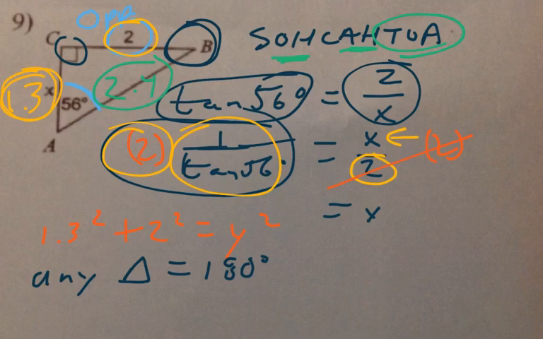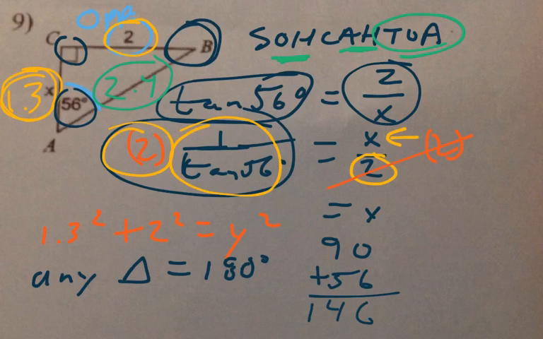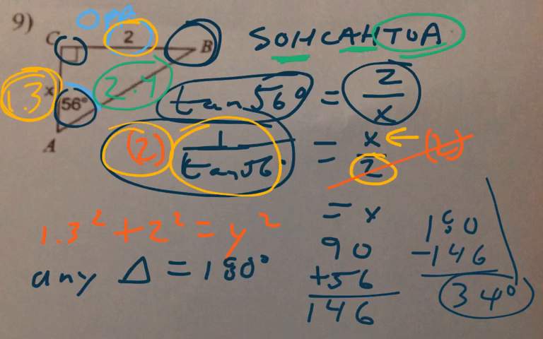I know I have a right angle, which is 90. I add that with a 56, which we used in our calculations. We get 146 degrees. I know if I take 180 minus that 146, I get 34 degrees. And that is exactly what angle B is right there.